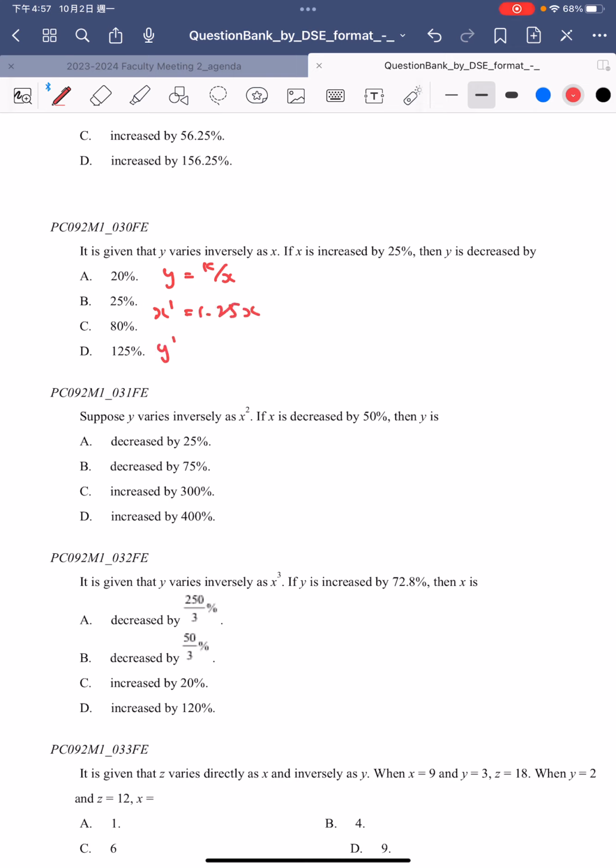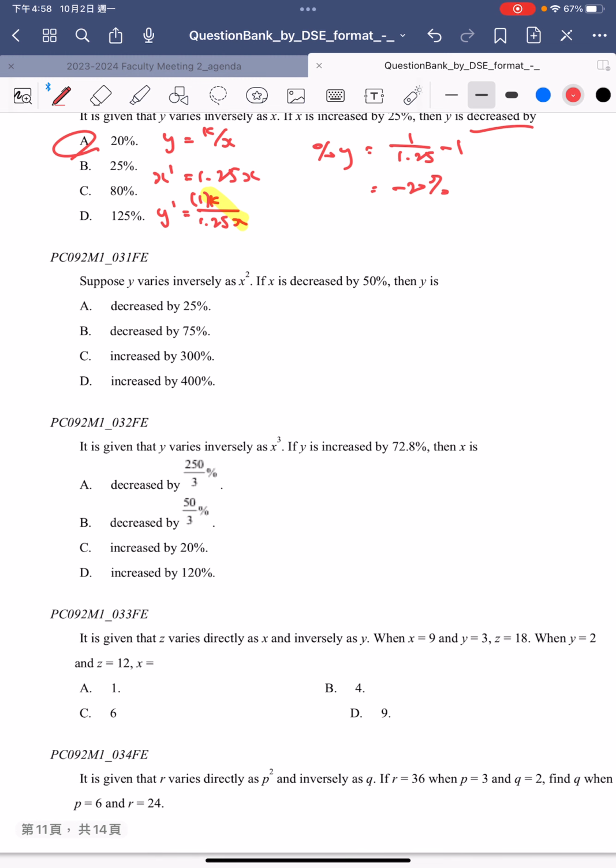Then we have the new y is equal to k over 1.25x. And bear in mind that the k over x is the common factor, so you don't need to write it, but please be careful, there's still a 1 on your numerator. So the percentage change of y is equal to 1 over 1.25 minus 1. Then this one will give you negative 20%. So it's decreased by 20%.